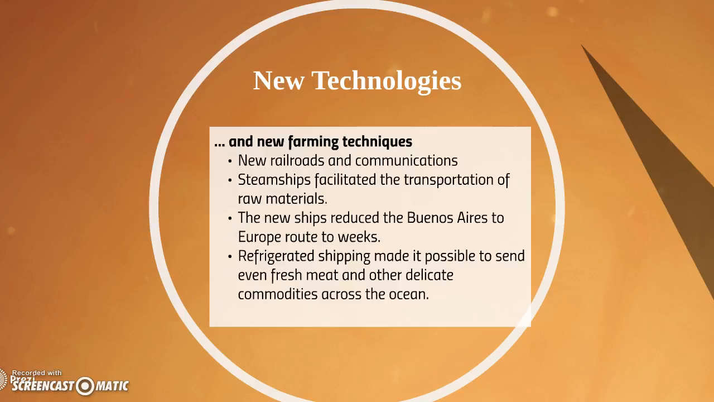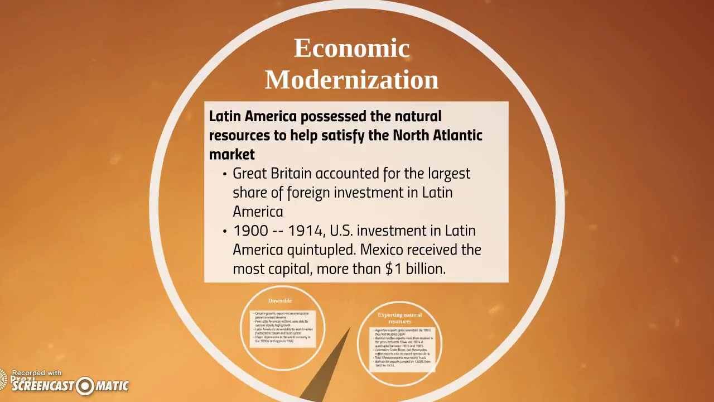There were also during this period of time new farming techniques, which was facilitated by railroads and communications and steamships. The new ships reduced the route from Buenos Aires to Europe from several months to a few weeks. It also made it possible with refrigerated shipping to send, Argentina's number one product was beef and hides, and now it was possible to send fresh meat and other delicate commodities from Argentina to Europe, which created quite an economic boom in Argentina.